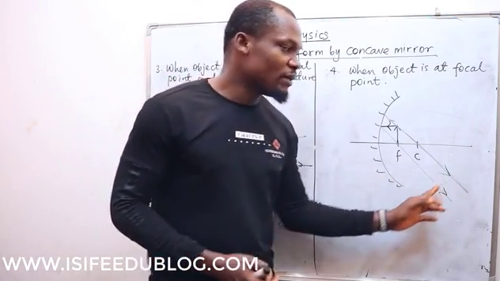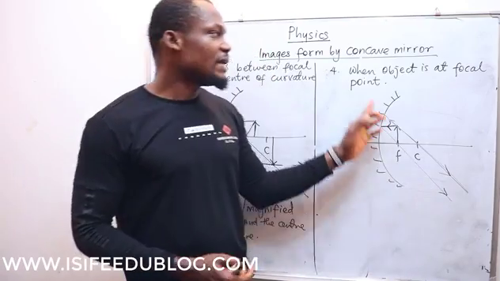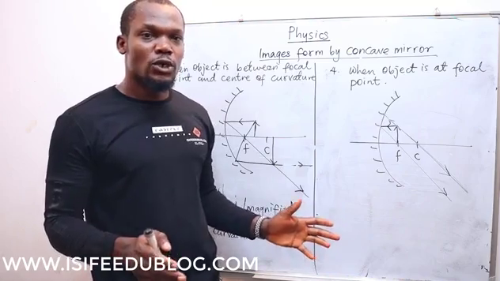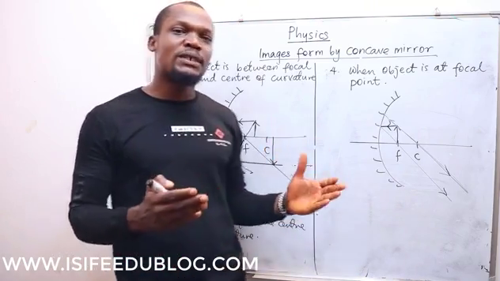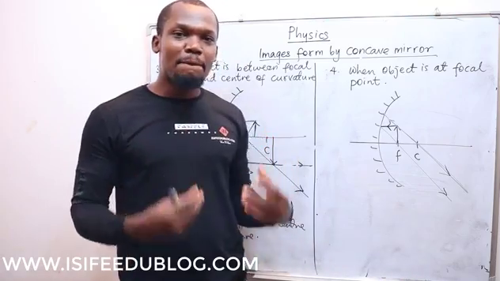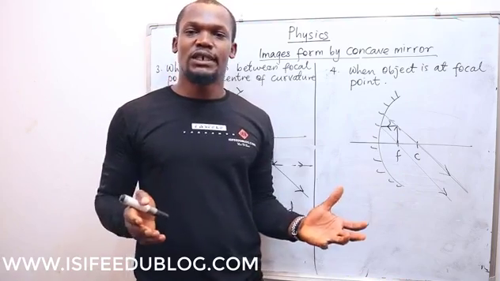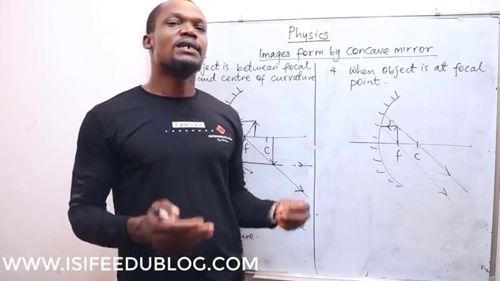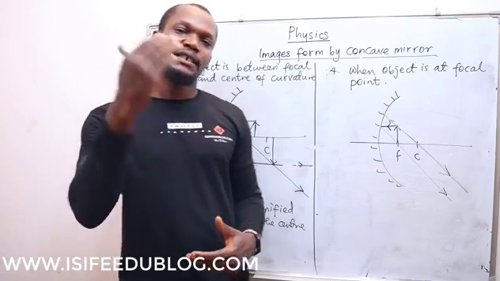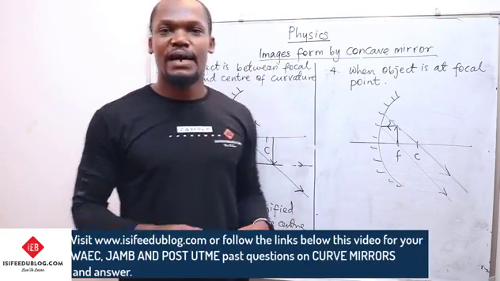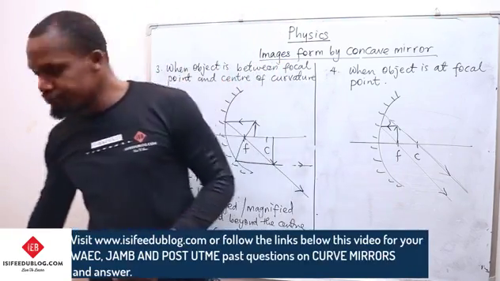And what does that mean? It simply means that in this particular case, no image is formed. So whenever an object is placed at the focal point of a concave mirror, no image is formed, or we say the image is formed at infinity, and we know what that means. Let's take a look at the final type of image.